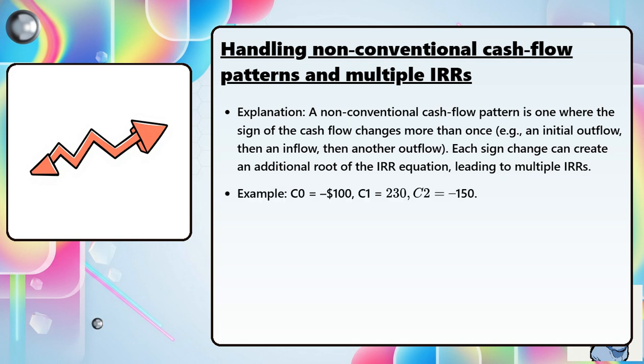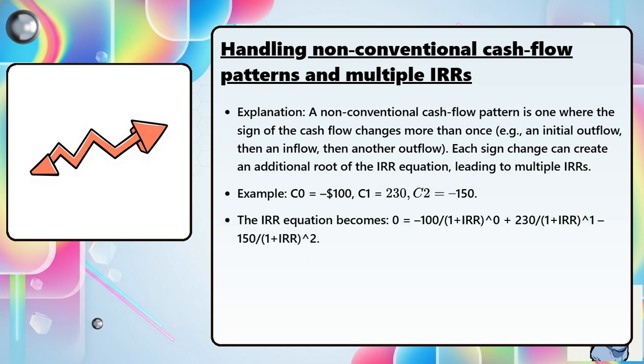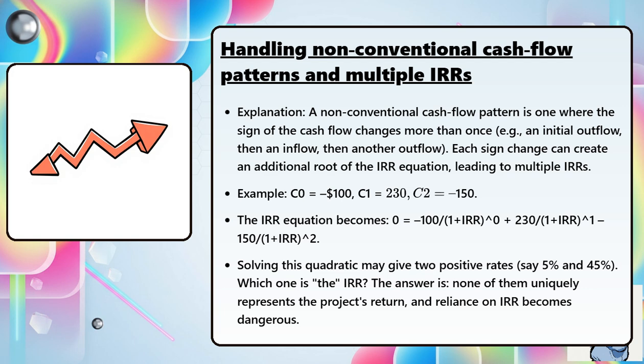Example: C0 equals minus $100, C1 equals $230, C2 equals minus $150. The IRR equation becomes 0 equals minus 100 divided by (1 plus IRR) to the 0, plus 230 divided by (1 plus IRR) to the 1, minus 150 divided by (1 plus IRR) to the 2. Solving this quadratic may give two positive rates, say 5% and 45%. Which one is the IRR? The answer is none of them uniquely represents the project's return, and reliance on IRR becomes dangerous.